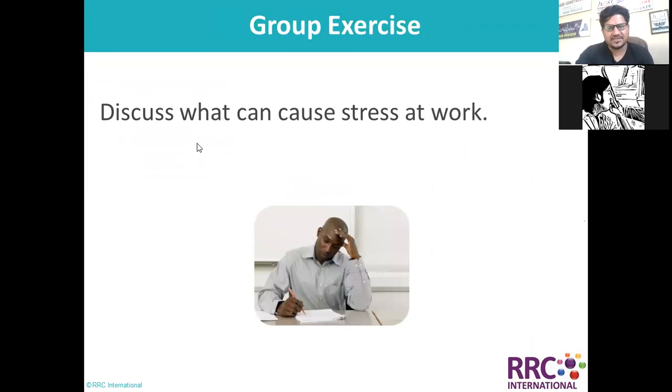Now we have a group exercise here. Discuss what can cause stress at work. So I'm opening this discussion in the chat box. What can cause stress at work? I'm not expecting bookish knowledge. I'm expecting answers as per your experience, as per your intelligence level. What do you think can cause stress at work? So let's learn from our experience from each other. Please feel free to share all your feelings or your understandings. Let's learn from each other.